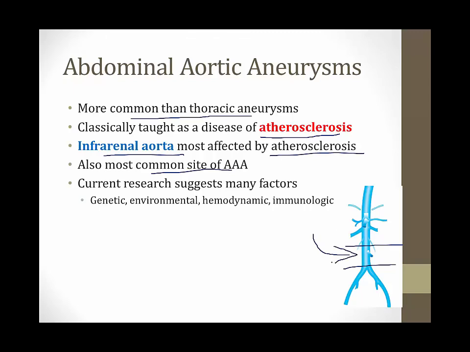Now, you should be aware, however, that there is a lot of current research suggesting that factors other than atherosclerosis play an important role. There are data that genetic, environmental, hemodynamic, and immunologic factors all may play a role in the development of abdominal aortic aneurysms. But nevertheless, you should be aware that they almost always occur in association with atherosclerosis, and that's the reason that these are always taught as a disorder that results from atherosclerosis.